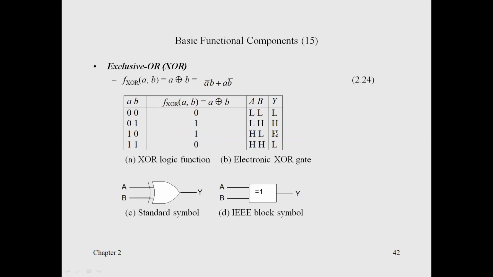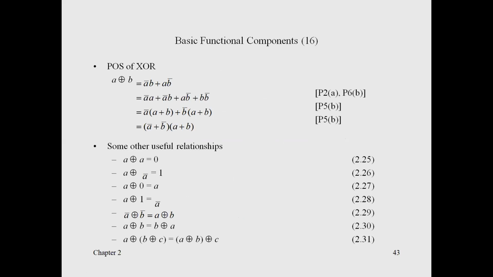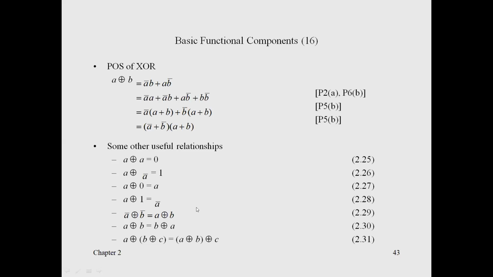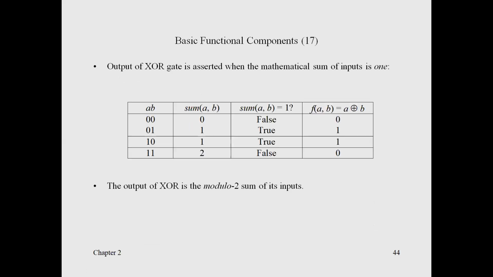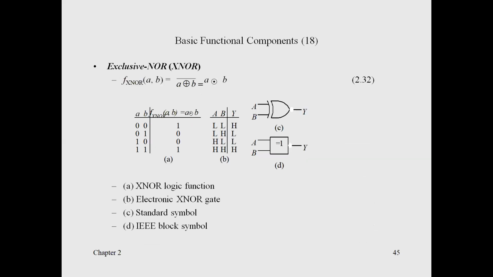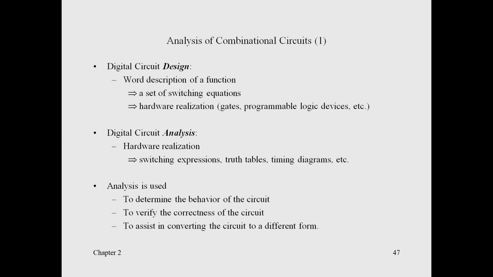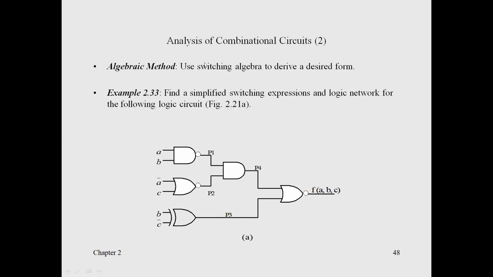Okay, and see here, exclusive OR we have discussed. So these are some of the basic, important relationships of the exclusive OR, which is very important actually. XOR gates. You can see here using switching algebra to derive a desired form. So this is the desired form.